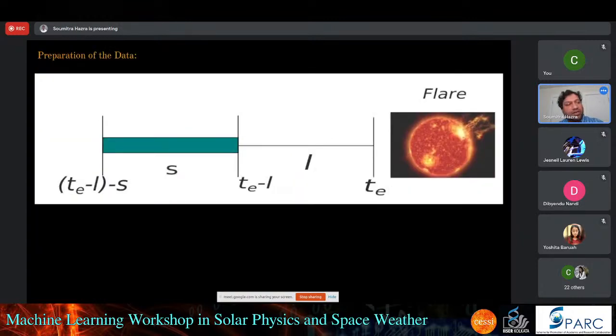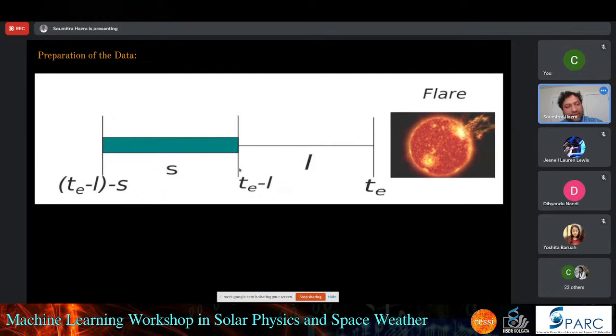So what we did, we wanted to train the computer by the time evolution of the magnetic parameters. Let's say a flare happens at this time, T. So we go back some time, let's say L, it may be 24 hours or 48 hours. And then we take some time span during which the time evolution of magnetic parameters takes place. And we train the computer by using this time evolution of the magnetic parameters.